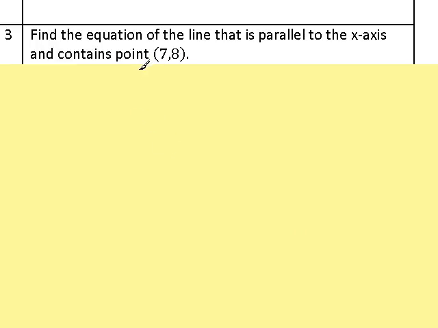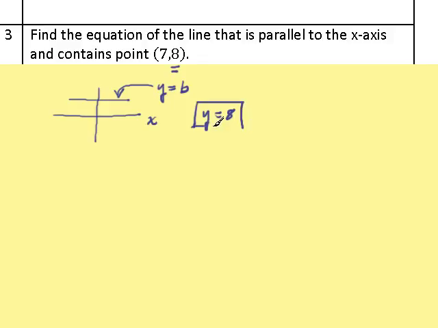In number 3, we want the equation of the line that's parallel to the x-axis and contains this point. So we're going to draw a line that's parallel to the x-axis, and when we do that, we see that we do have a horizontal line, and we remember the equation of the horizontal line is y equals b, where b is whatever the y-coordinate is of the point that we were given. So the equation of our horizontal line is y is equal to 8.